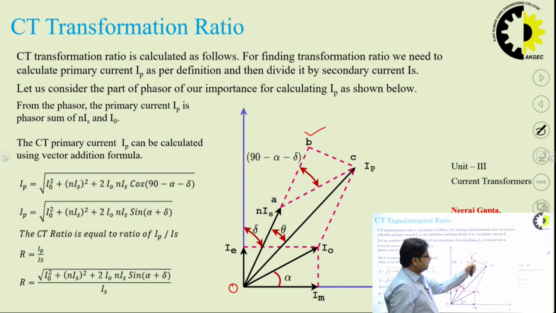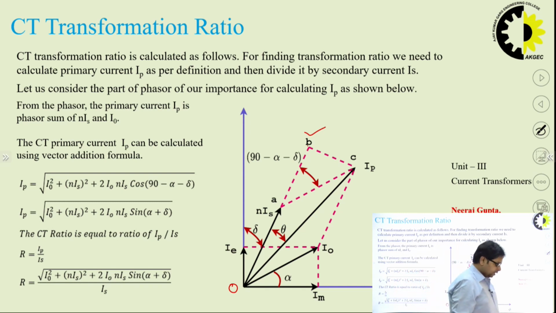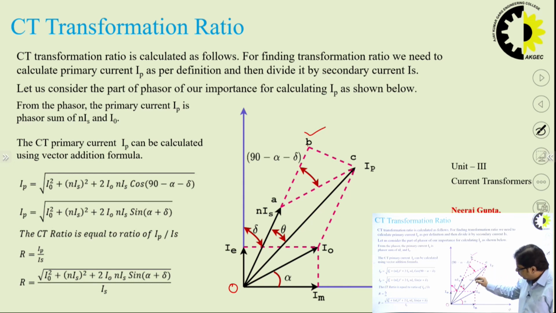This OBC triangle that we want to understand, that OBC representation basically tells us about this description: if this angle was theta, this angle was delta, then this angle will become 90 minus alpha minus delta, and this angle is alpha. So, this angle will be 90 minus alpha minus delta.